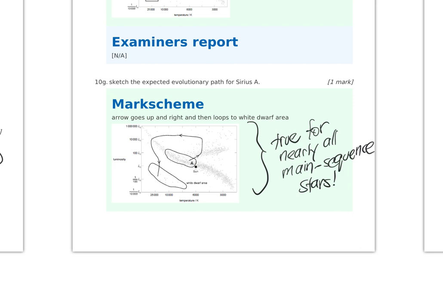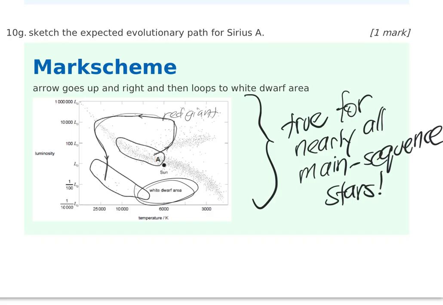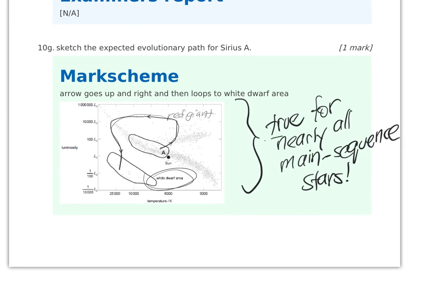And then finally 10G, the evolutionary path of Sirius A, a main sequence star. From main sequence, it'll go up into the red giant phase, luminous but cool, and then it will come around, get hotter and smaller, and wind up as a white dwarf. And this will be true for nearly all main sequence stars.